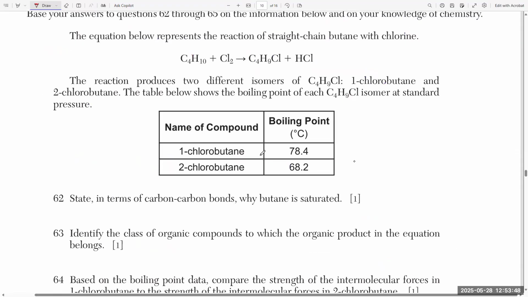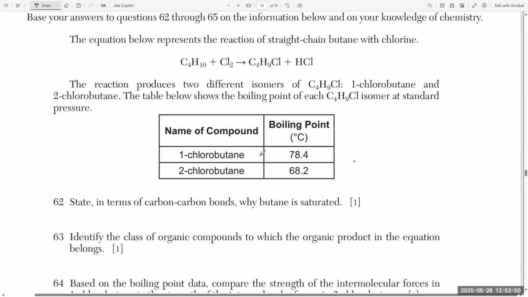Okay. All right. Equation below represents a reaction of straight chain butane with chlorine. So this is organic, right? Now, be careful. Remember, even if it's organic, not all the questions are organic questions. So don't start freaking out. The reaction produces two different isomers of C4H9Cl. What are isomers? Isomers are things that look exactly the same in terms of formula, but the location of the atoms in the structure is a little bit different, right?